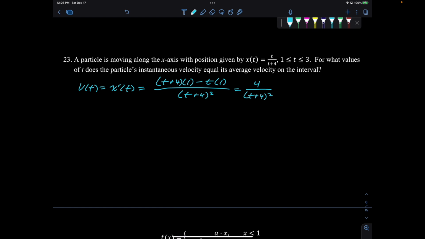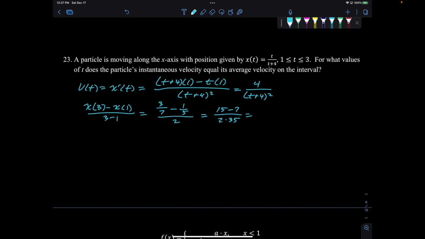All right, we also need the average velocity, which is going to be change in position over time. So it's going to be x of 3 minus x of 1 over 3 minus 1. x of 3 is 3 over 7. x of 1 is 1 over 5, over 2. All right, so we got 15 minus 7 over, I'm going to say 2 times 35. It's over 35, but then over 2, so we can just simplify that.